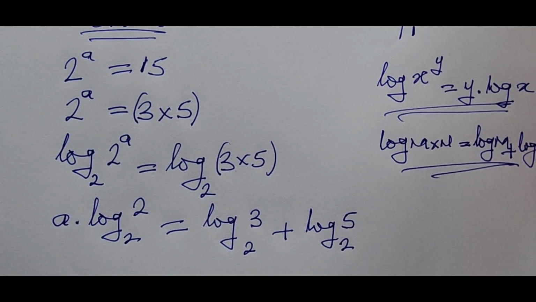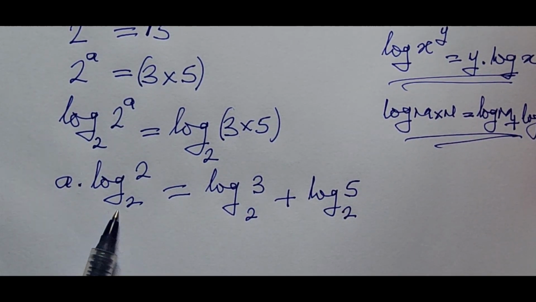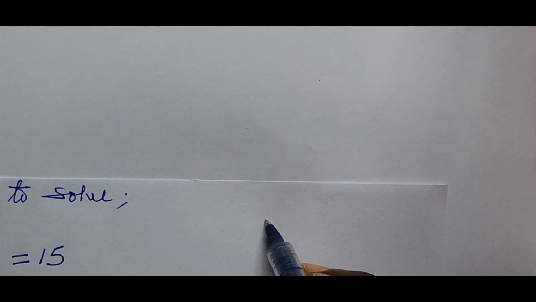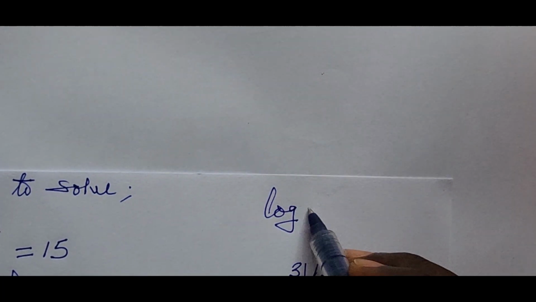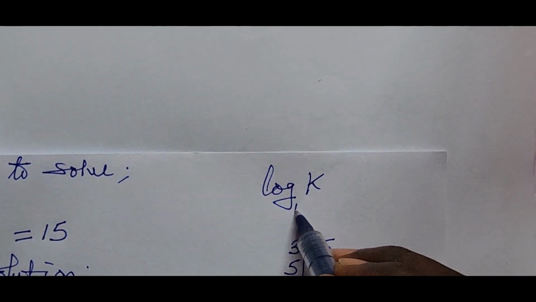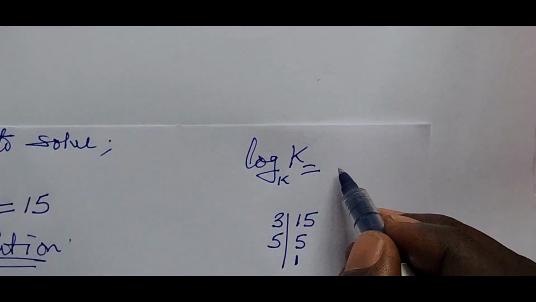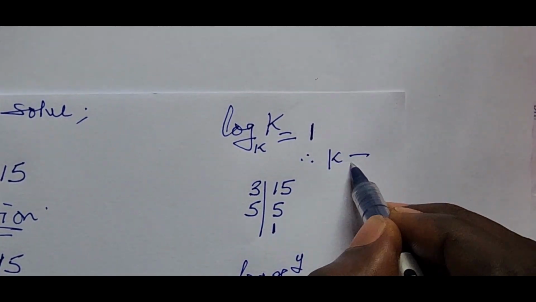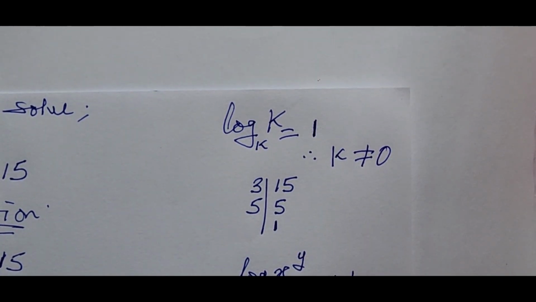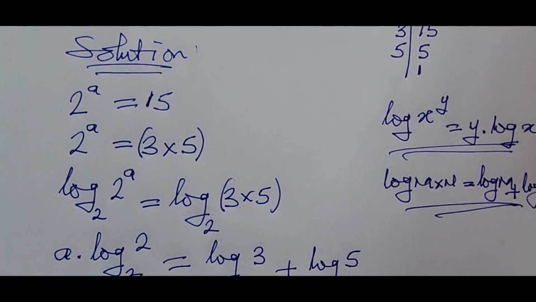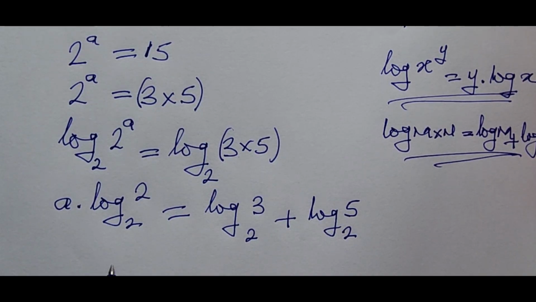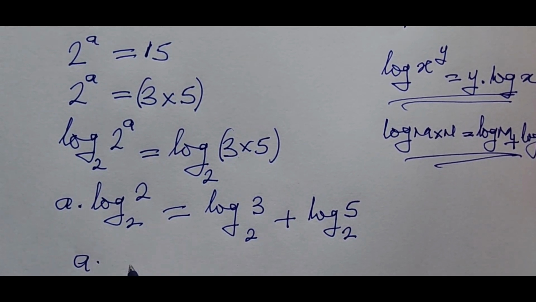All right. Now, we're having the same base law here. It says that when you have log k base k, this is equal to 1, provided that k is not equal to 0. So if k is not equal to 0, we can rewrite this expression. So this is going to give us 1. So this is going to give us a times 1.